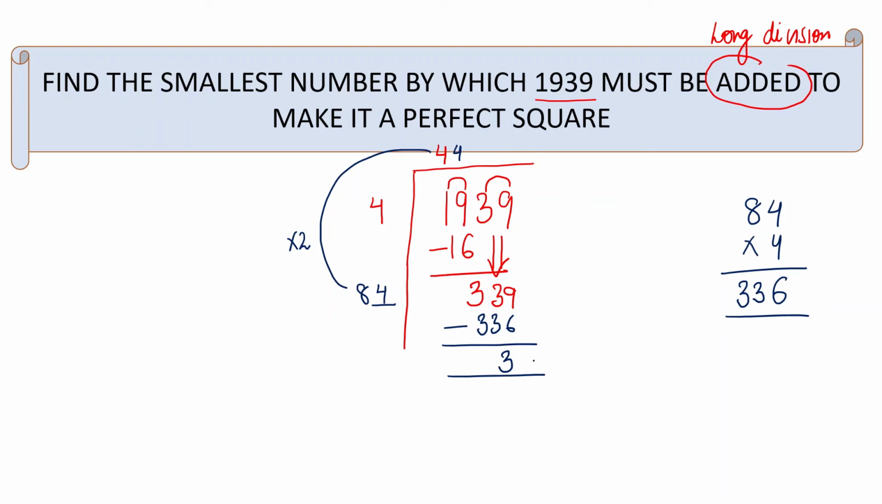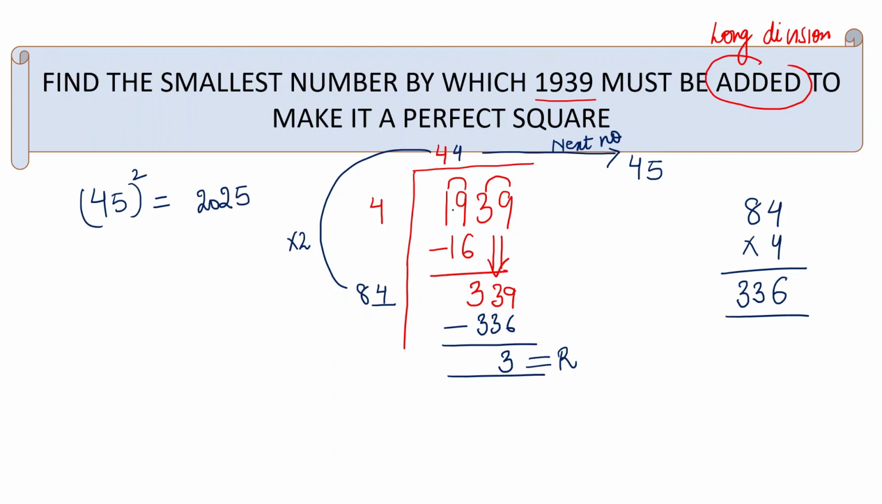Now we cannot remove this remainder. Why? Because the question is based on addition. Neither can we add this remainder, because remainder always causes problems. So in that case, we will find the next number of the quotient, that is 45. Find the square of 45, which is equal to 2025.